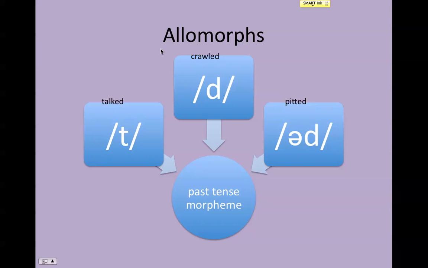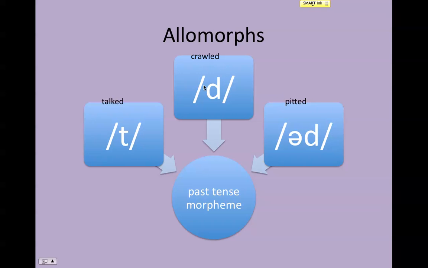Here is another morpheme and its allomorphs. So we have the past tense morpheme, which is written as ed in English. But they take on different phonological variations. So we have t, d, and ud. Notice all the words I give in the examples end in ed, ed, ed. However, they're all pronounced differently. So talked takes on the t. The ed takes on the t sound, talked.